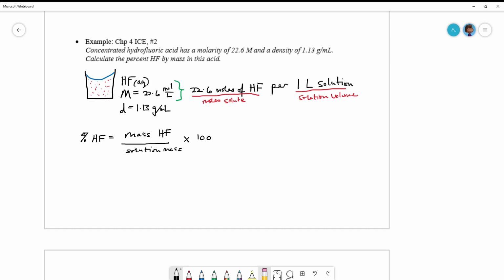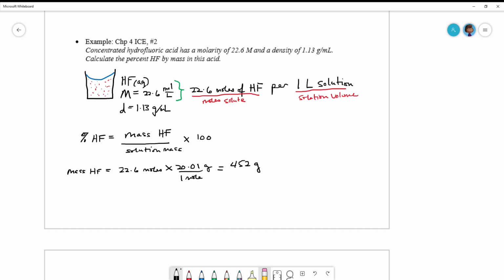So how are we going to get the mass of the HF and the solution mass? Well, we can get the mass of the HF from the moles of the HF. So the mass of the HF is going to be obtained from those 22.6 moles of HF. And to convert moles to mass, we multiply by the molar mass of HF, 20.01 grams per 1 mole. When I plugged and chugged this out, I ended up with a mass of 452 grams of HF.